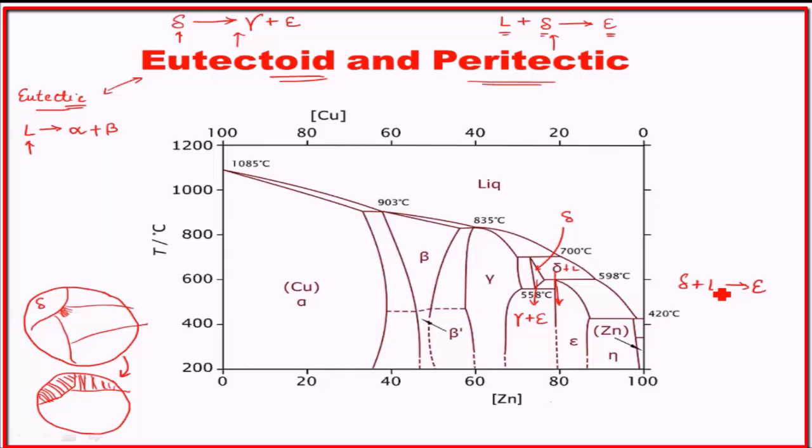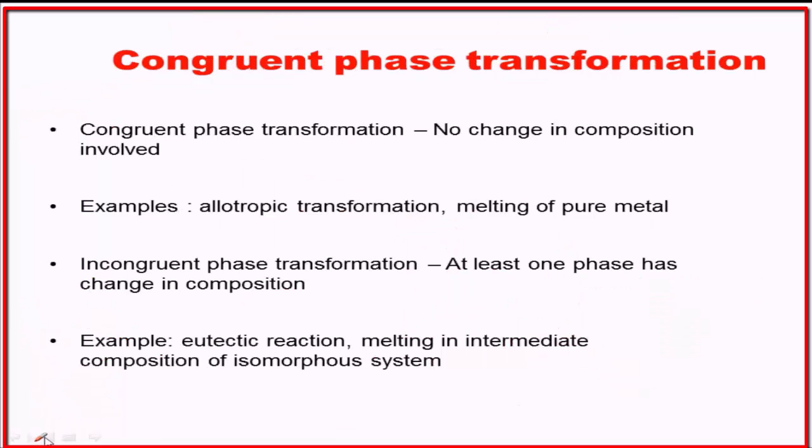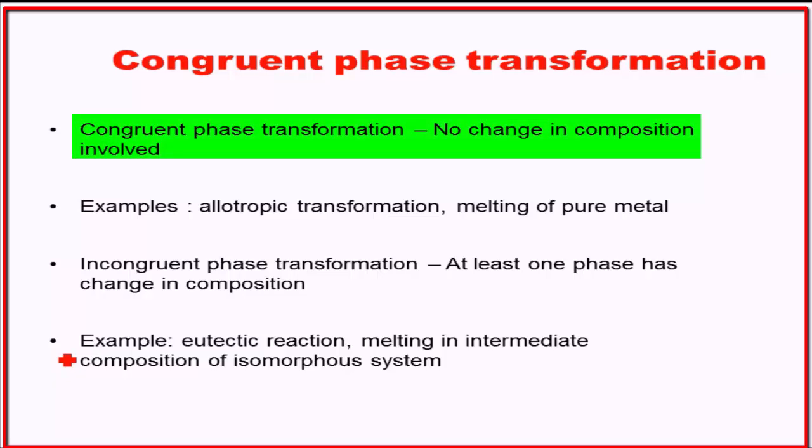With these two new invariant reactions introduced to you, let us now jump into some other details about phase diagrams and phase transformations. To begin with, let's understand what is congruent phase transformation and what is incongruent phase transformation. Congruent phase transformation refers to those phase transformations which do not involve any change in composition. So no change in composition is involved.